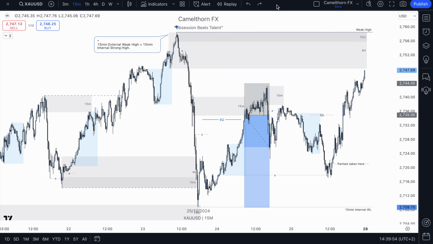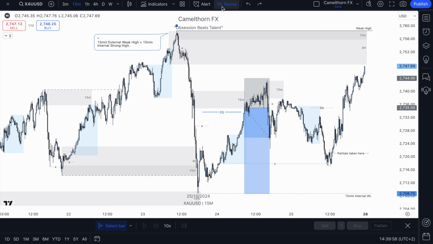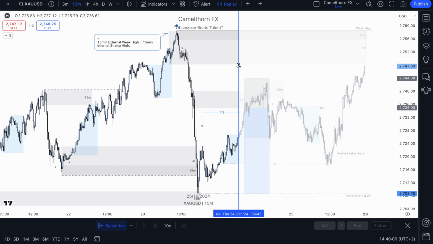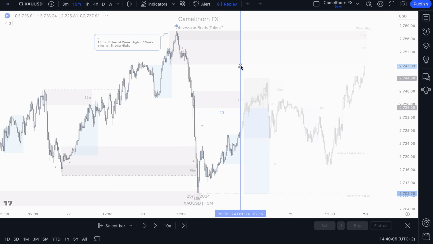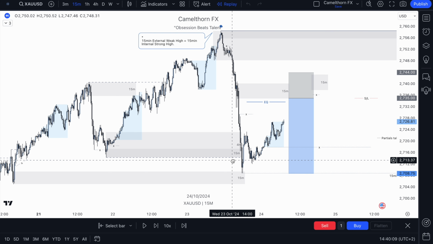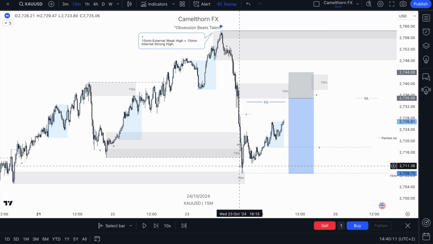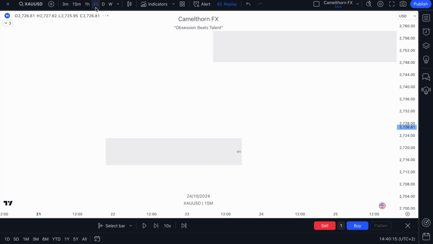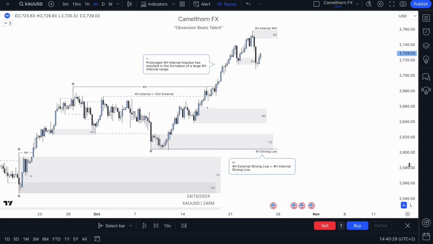In order to explain how I managed to spot this opportunity, I'm going to use the bar replay tool here on TradingView, and I'm going to pull price action back to Thursday, the 24th of October, to the time at which I got to my charts in the morning, which was roughly an hour or so before the London Open. I'm going to now drop out from the 15-minute time frame to the 4-hour time frame in order to explain effectively where price was at the time that this trade setup came about.